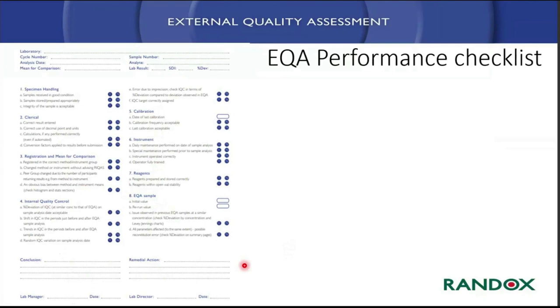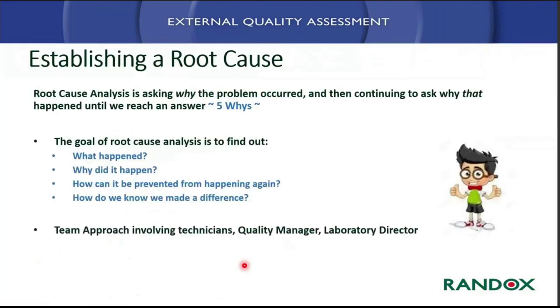Change one thing at a time. You don't want to change too many things as you go on. So you want to change one thing and then see if that's been effective. You need to get to the root cause. You really do need to find out what happened. Keep asking the question, so why did that happen? Keep asking the annoying question, well, why did that happen? You keep asking until you find out what the root cause is. Then you look to see, how can I prevent that from happening again? And then how effective have those corrective actions been? It is a team approach. It involves everyone, from the technician to the quality manager and laboratory director.